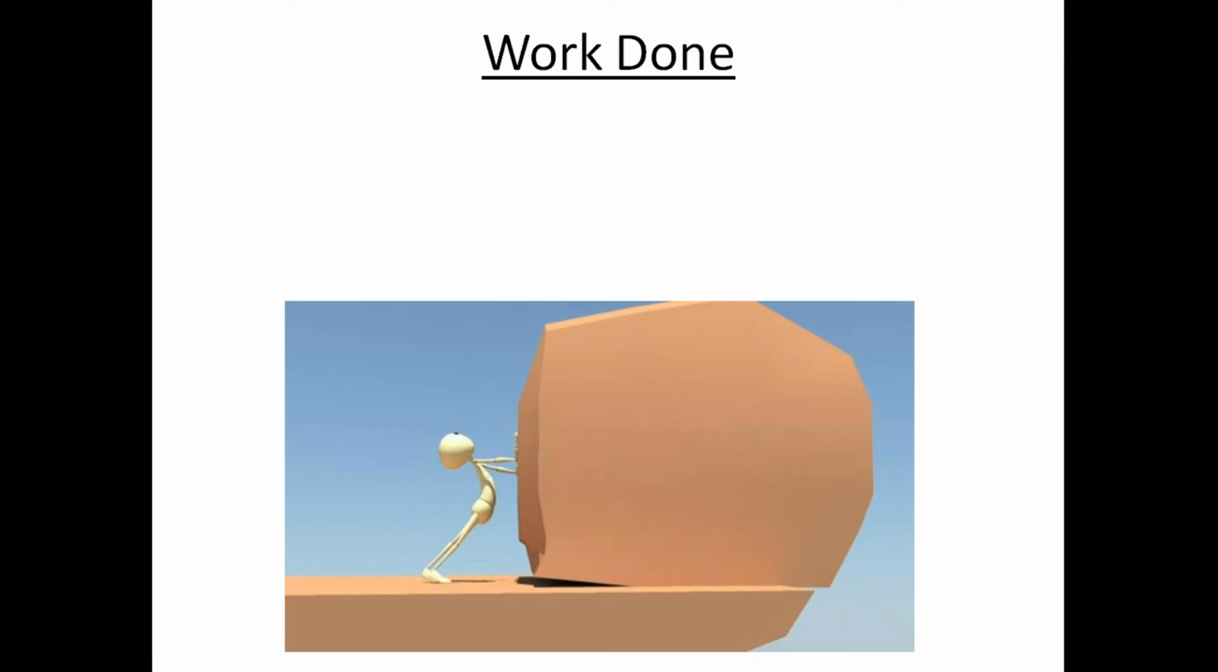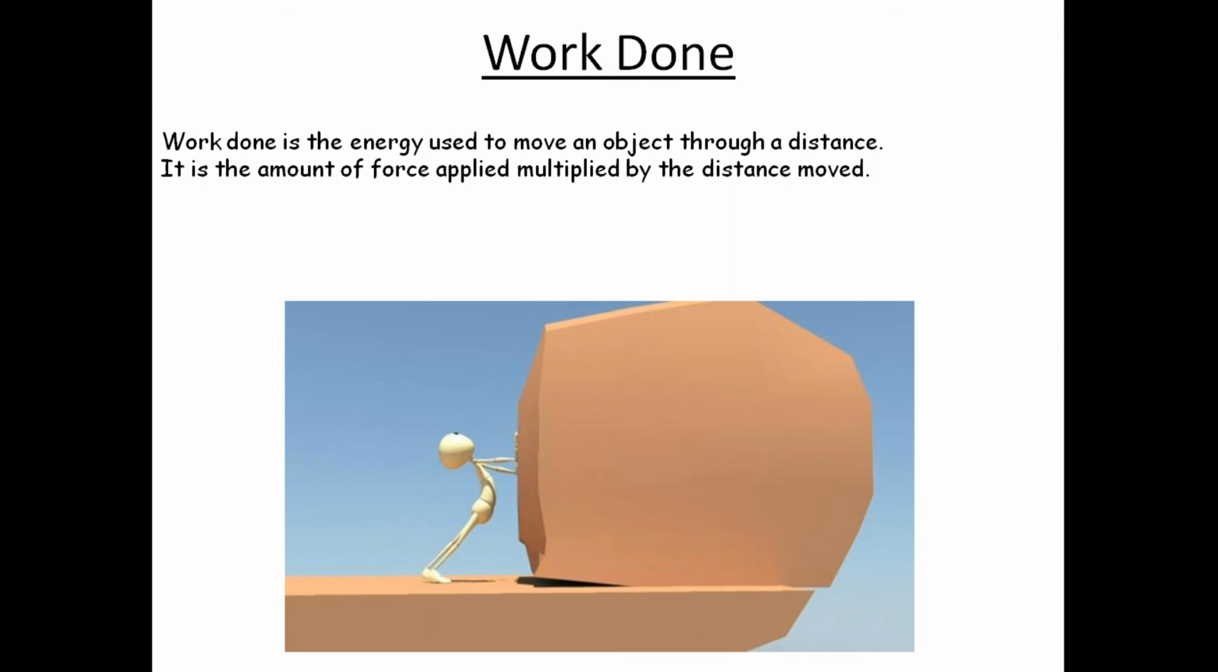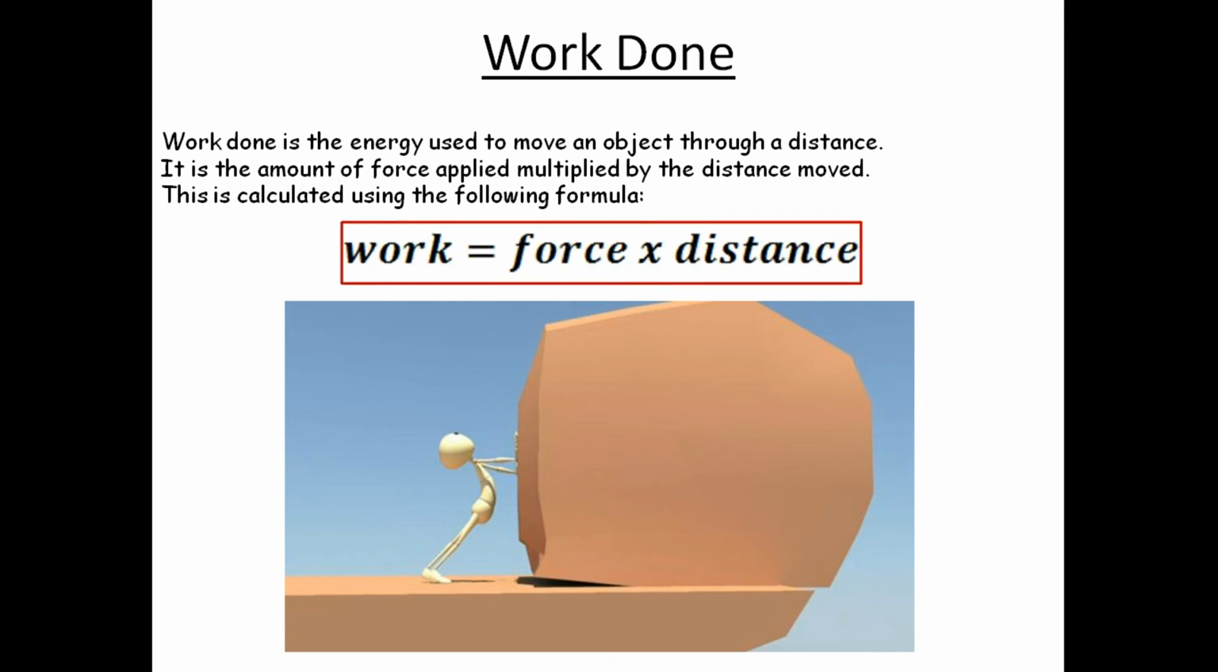Energy and work, finally. Work done is the energy used to move an object through a distance. It is the amount of force applied multiplied by the distance moved. This is calculated using the following formula. Work equals force times distance.